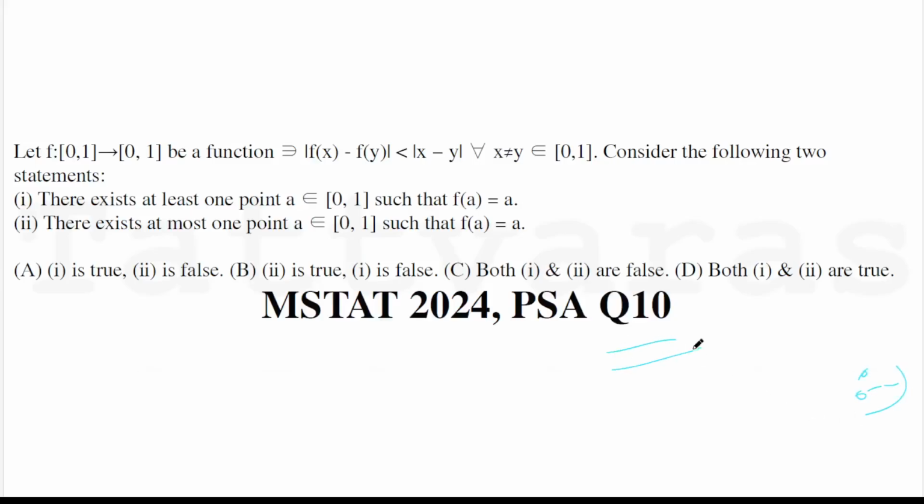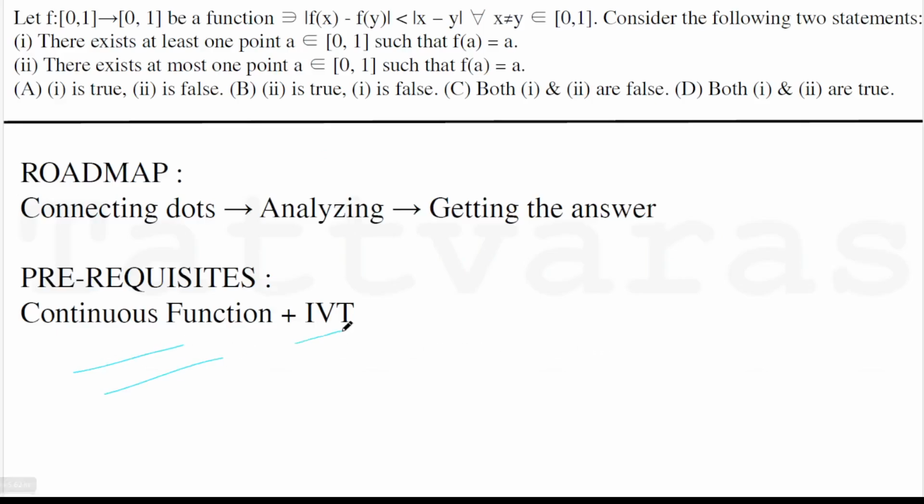Today we'll solve the 10th question of ISI MSTAT 2024 PSA, which is a real analysis question. You are given a function which satisfies a certain property, and then there are two statements given about the function. In the options, you have all possible truth-value combinations available for the two statements, and you have to select the correct one.